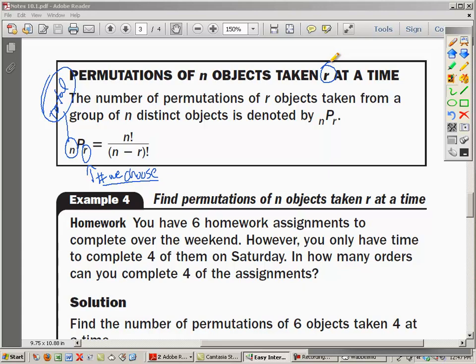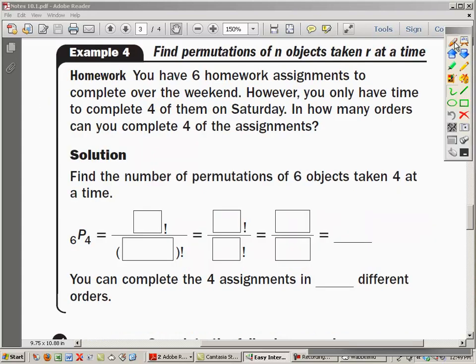So rather than go through that possibility, we want to take a little bit of a look at this idea of this permutation. If I'm choosing n objects and r at a time, all right. It says the number of permutations of r objects taken from a group of n distinct objects is denoted by n permute r. And so we call this n permute r, meaning the total number of objects, permute r, where r is the number of choices that I'm taking. All right, and the formula for that says n permute r is n factorial over n minus r factorial. Again, this is the total number, this is the number we're choosing. So it says find permutations of n objects taken r at a time.